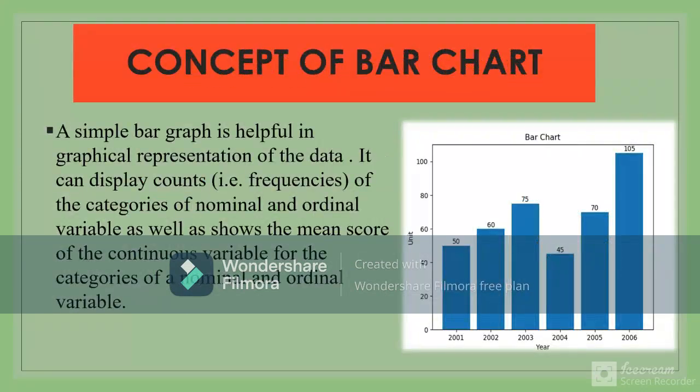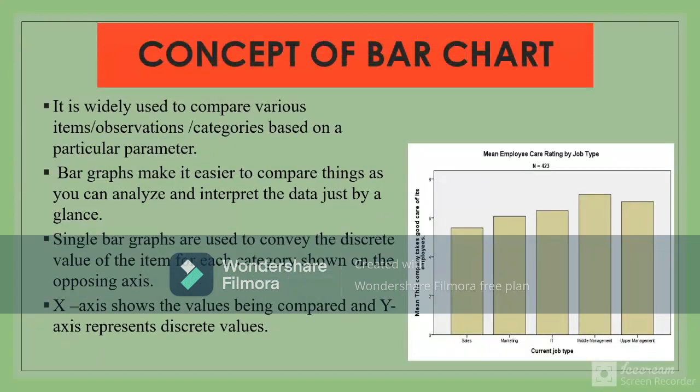So first of all, we have the concept of bar chart. A simple bar graph is helpful in the graphical representation of the data. It can display counts of the categories of nominal and ordinal variable, as well as shows the mean score of the continuous variable for the categories of a nominal and ordinal variable. As you can also see in the picture, this is how we make a bar chart.